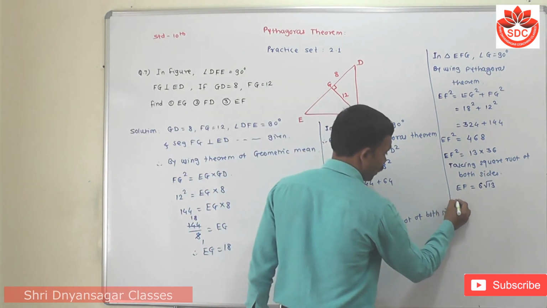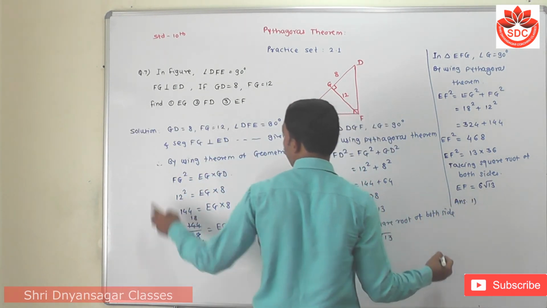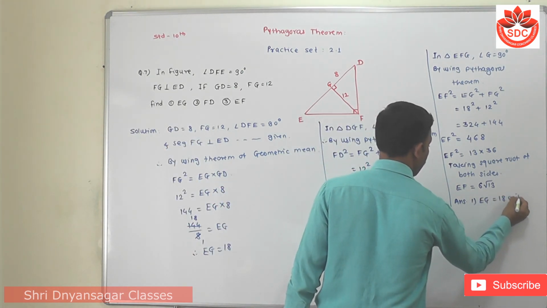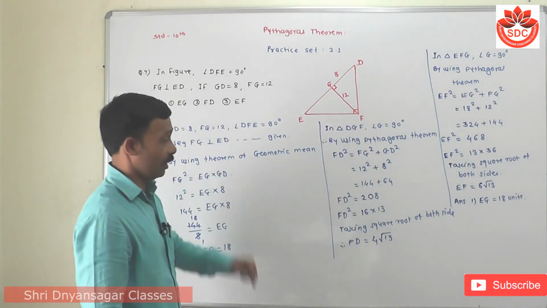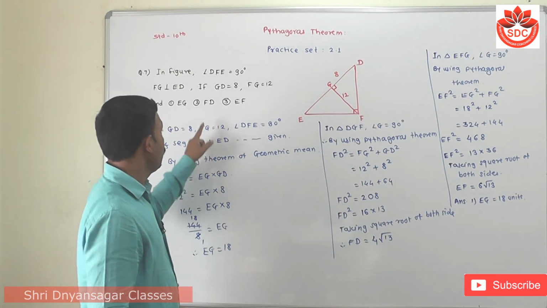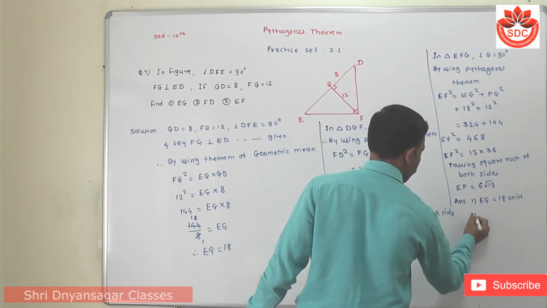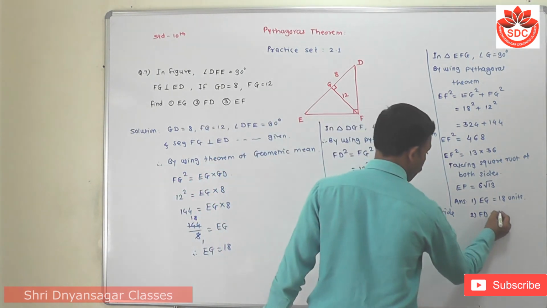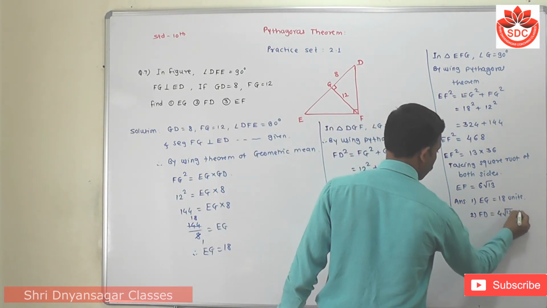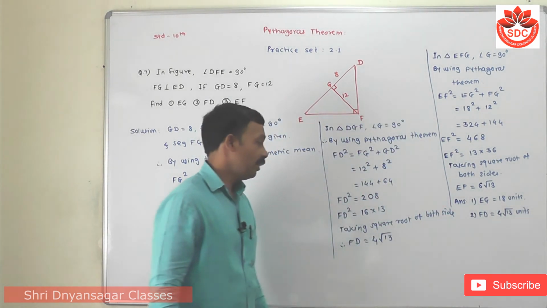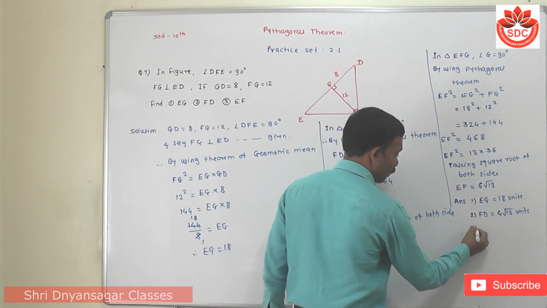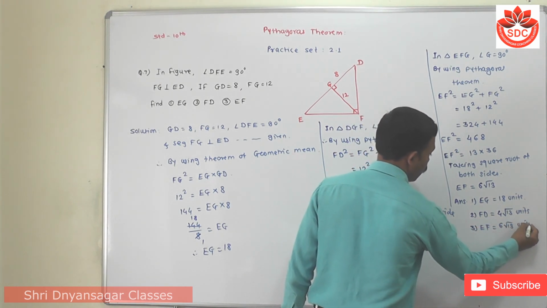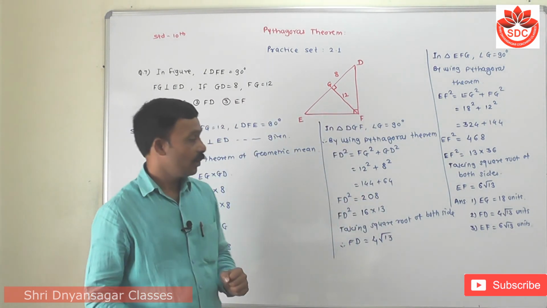So write the answer in full sentence. Here, the answer: first, we have to find EG. EG is equal to how much? 18 units. Unit is not given, so we write units. Then the second one is FD. FD is equal to 4 root 13 units. And the last one, EF, is 6 root 13 units. This is the answer of question number 7.